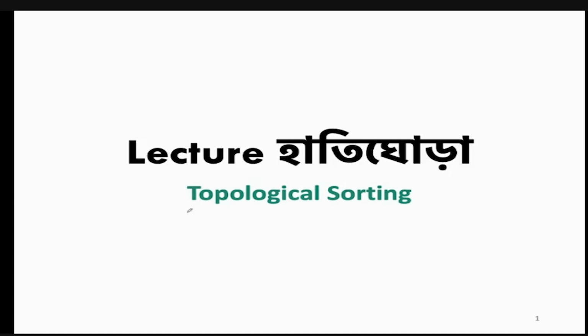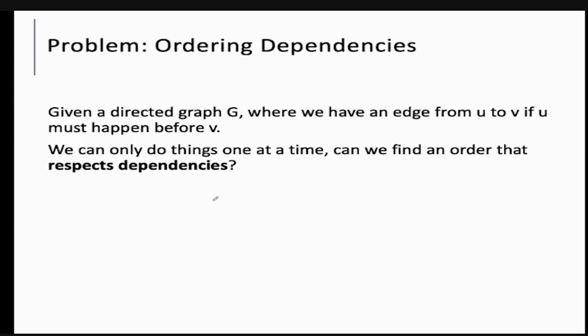This topic is topological sorting. So let's look directly at the topic. What's topological sorting? Topological sorting is also called ordering dependencies. We basically use this to order dependencies in some kind of relationships.